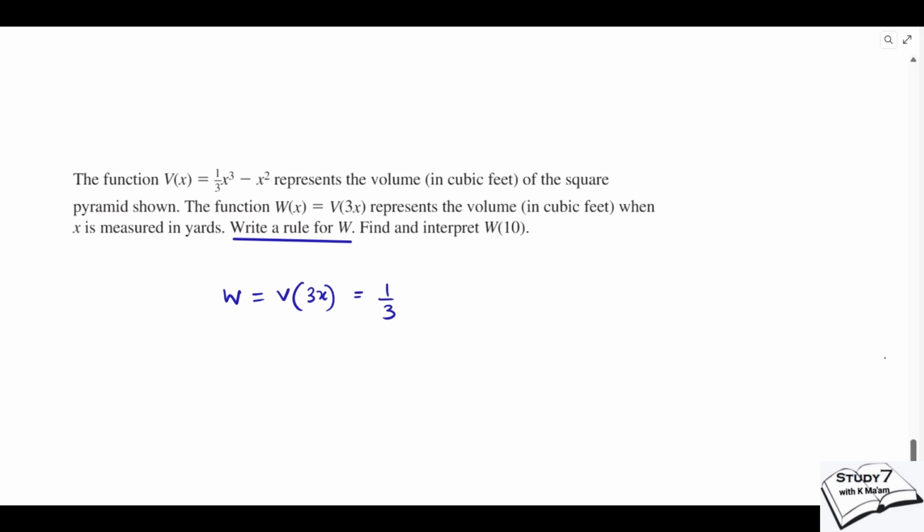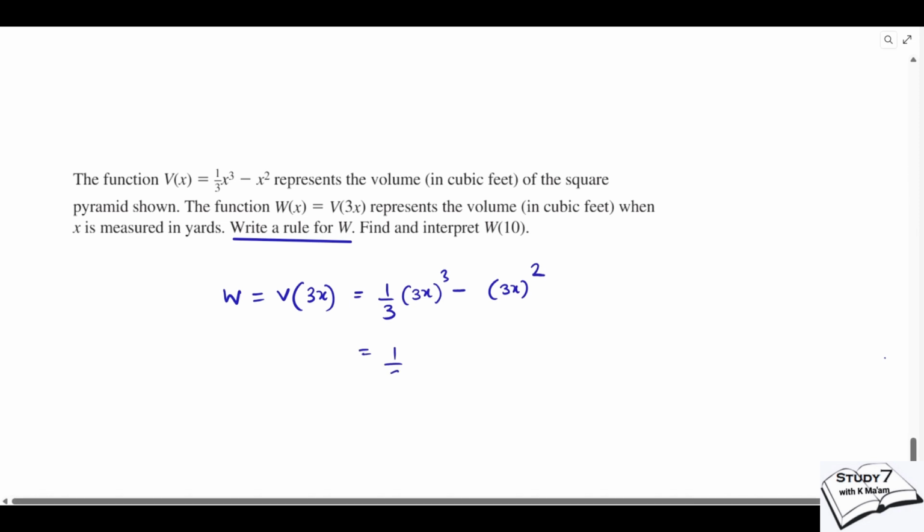So here x is replaced by 3x. You can open it. 3 cubed is 27 x cubed, minus 9x squared. 3 nines are 27. This is W of x.